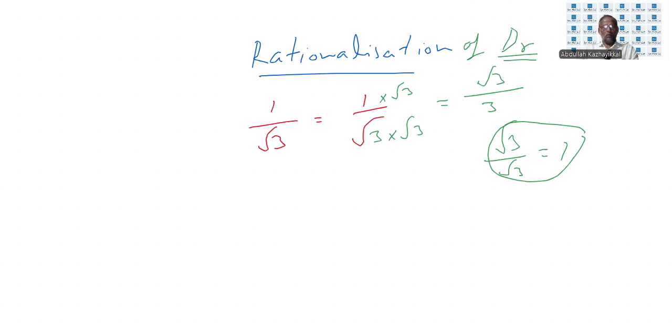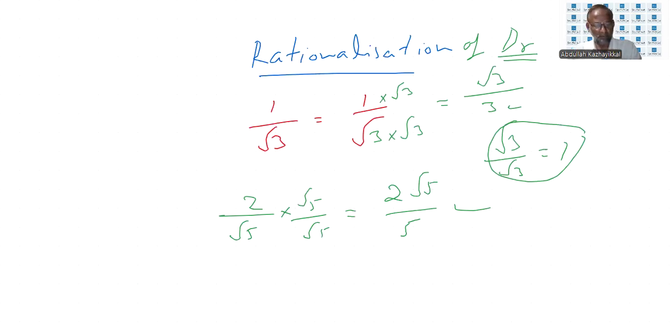So what to do with 2 by root 5? Multiply by root 5 by root 5. So what is that? 2 root 5 by 5. Very good. Now the denominator is a rational number. That is what we did: rationalization of the denominator. I think you understood the concept. If you understood, we can see the example.